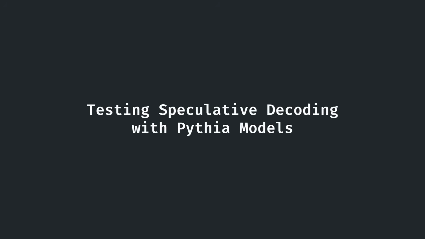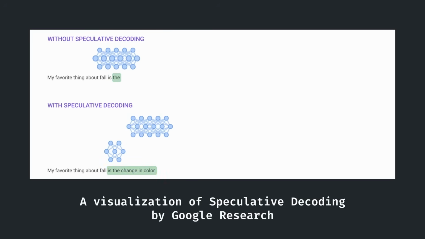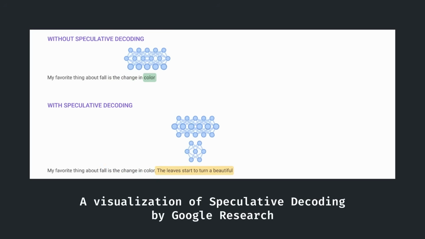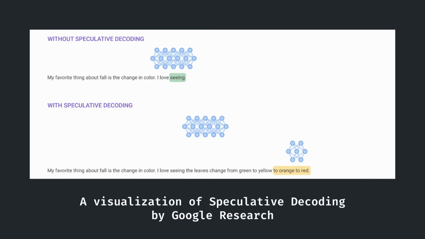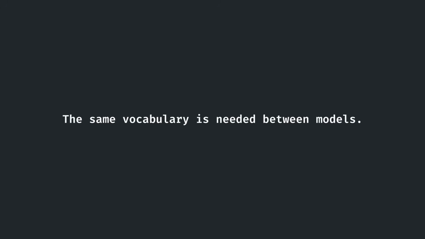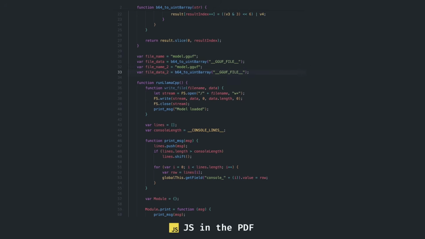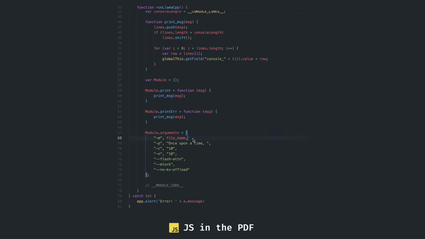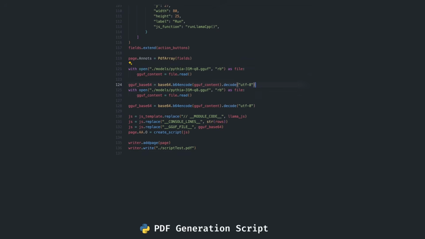On the other hand, the Pythia suite of models allow me to do a very interesting experiment with speculative decoding. We're essentially having a smaller model proposing output tokens for a larger, more powerful model to verify, instead of having the larger model generating all the tokens, which could be slower. Since speculative decoding required models to have the same vocabulary, I picked the 14 million and 31 million parameter Pythia model. All I had to change in the source code was to add another model file, in this case Pythia 14 million, to write into the file system and choose that file for the so-called draft model, while using Pythia 31 million parameter as my main model.